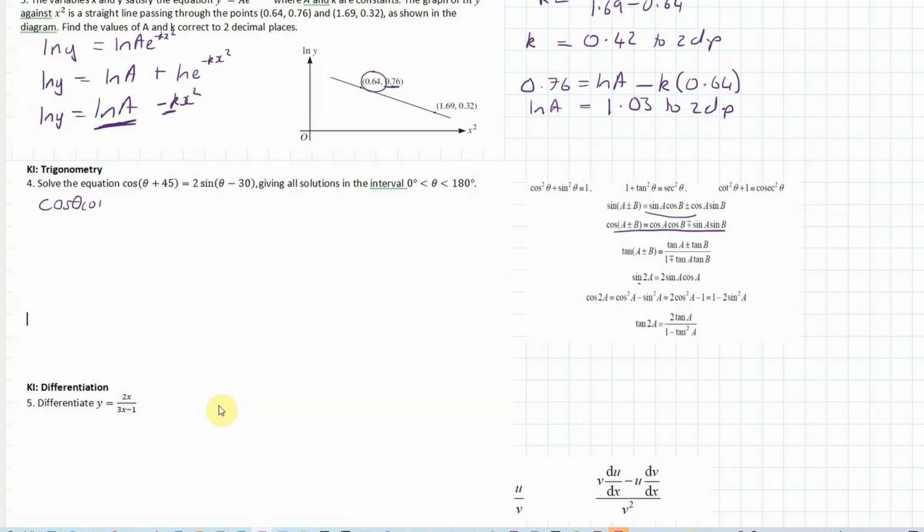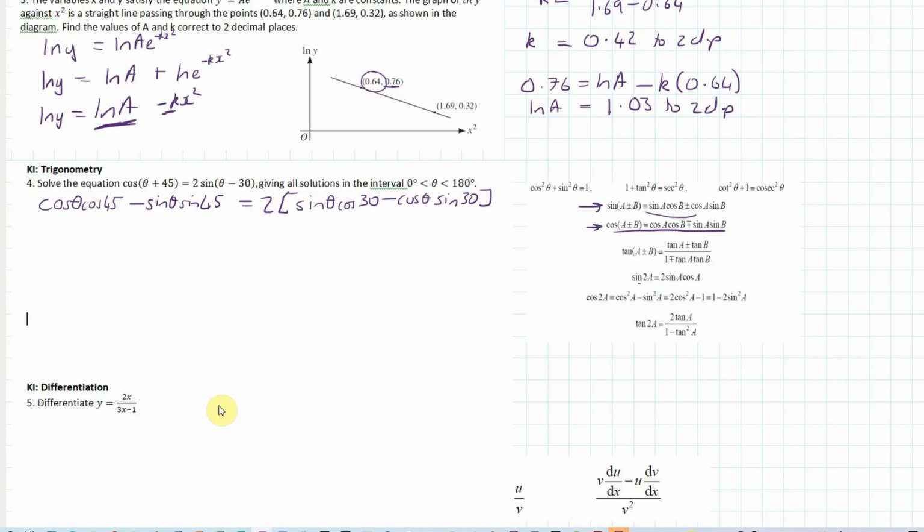Now, we're going to plus here, so it's going to be cosine theta cosine 45 minus sine theta sine 45 equals, now on the other side we'll have 2, and I'm just going to put a big bracket here. Sine theta minus sine 30 would be sine theta cosine 30 minus cosine theta sine 30. Okay, so I'm just using this and this.